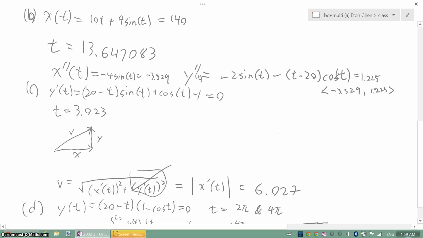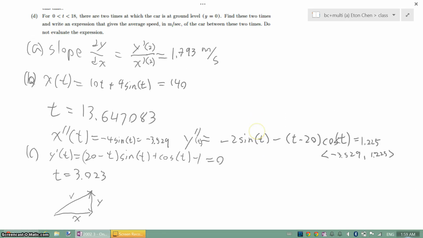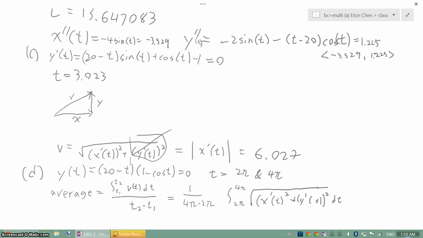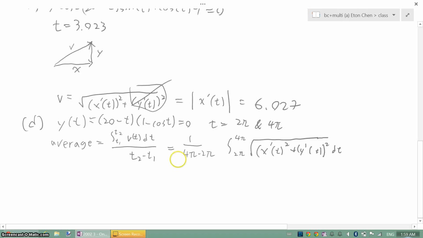For D, there are 2 times where the car is at the ground level, and we need to find those times and write the average speed between them. When the car is at the ground level, the y position, the height, equals 0, and when we plug that in, we can get the time t. There are 2 times stated in the question, and we actually found 2.